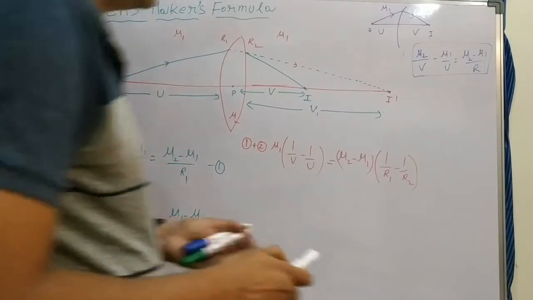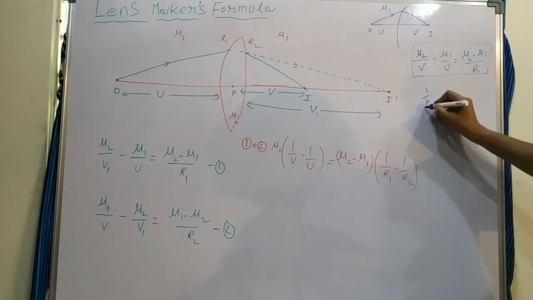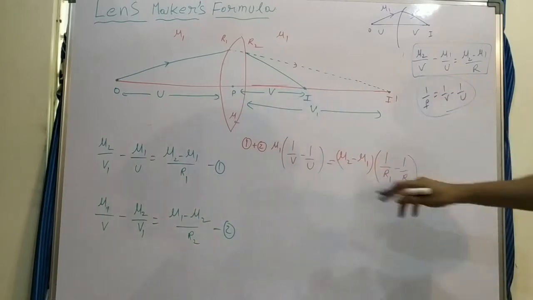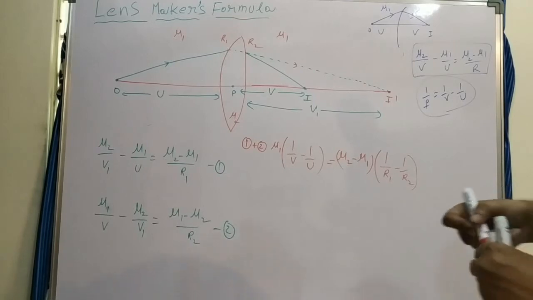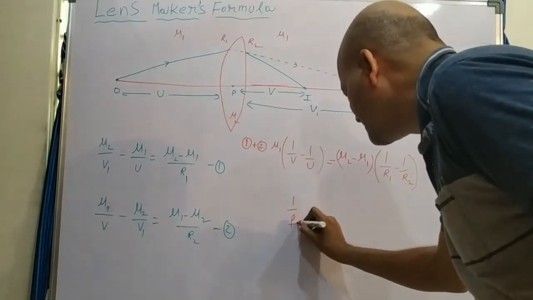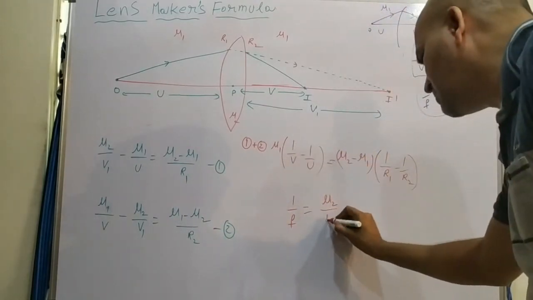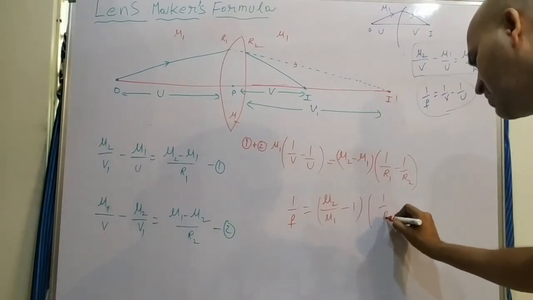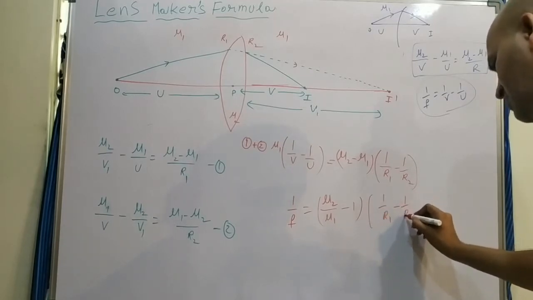But we know the lens formula. What is the lens formula? 1 by f is equal to 1 by v minus 1 by u. Using this formula, you can replace 1 by v minus 1 by u with 1 by f. Send this mu1 to the other side. What do you get? 1 by f is equal to (mu2 minus mu1) by mu1, that is (mu2 by mu1 minus 1) into (1 by R1 minus 1 by R2). You can take this as the general equation.